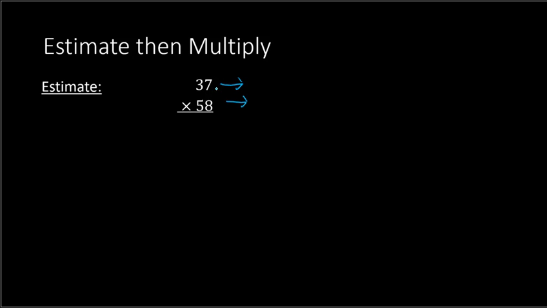37, you can round up to 40, right? It's closer to 40 than to 30. 58 is closer to 60 than to 50. So that would round up to 60. So at this point, we're assuming you know how to round, but that would give you 40 and 60. And then when you multiply 40 times 60, we do 4 times 6. That gives you 24. And then we have 2 zeros at the end. So we have 2400 as your answer.